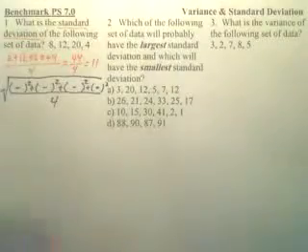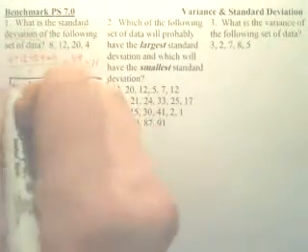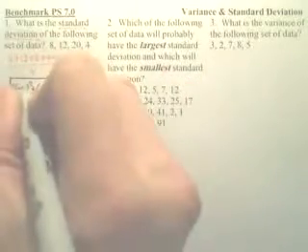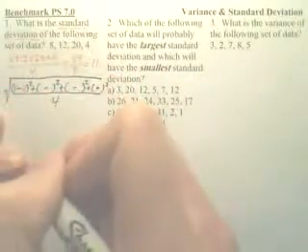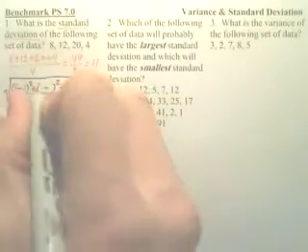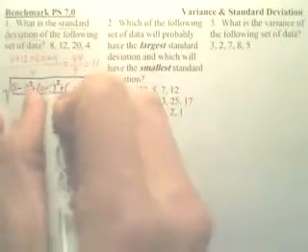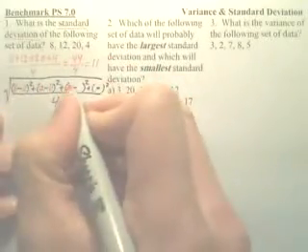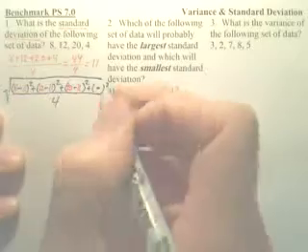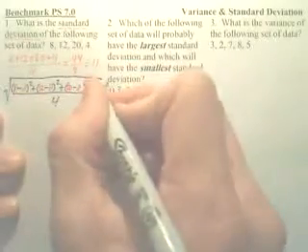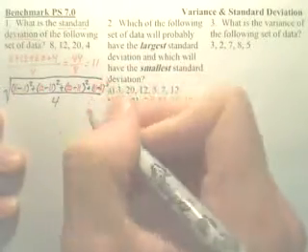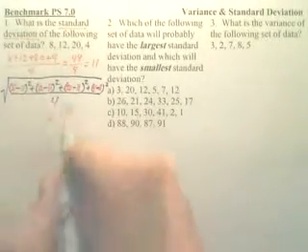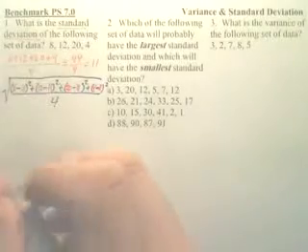Now, what are those two things? Well, what you do is you take the first term, 8, and you subtract the mean, which is 11. And then you square it. You take the second term, 12. You subtract the mean, and then you square it. You take the third term, 20. Subtract the mean, and square it. And you take the last term, which is 4. Subtract the mean, and then square it. And then that answer, divide by 4, and then square root it.